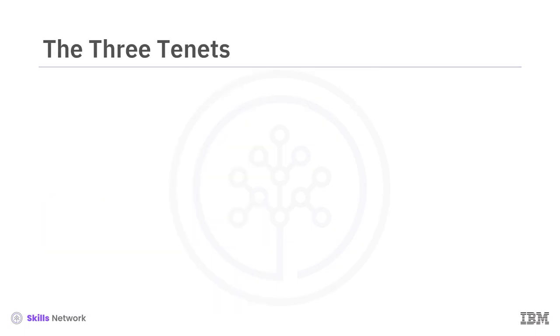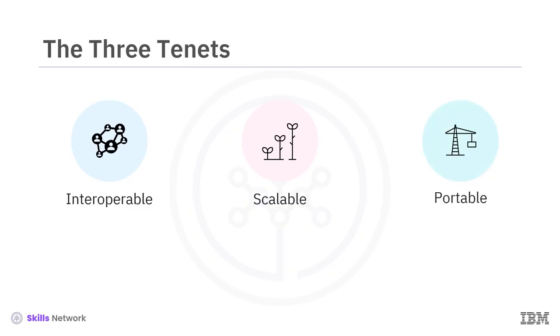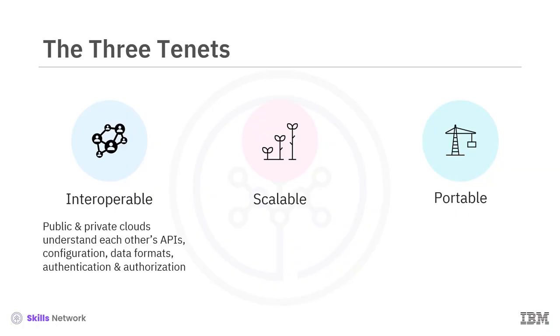The key tenets of a hybrid cloud are interoperability, scalability, and portability. Hybrid cloud is interoperable, which means that the public and private cloud services can understand each other's APIs, configuration, data formats, and forms of authentication and authorization. When there's a spike in demand, a workload running on the private cloud can leverage the additional public cloud capacity, making it scalable. A hybrid cloud is also portable.